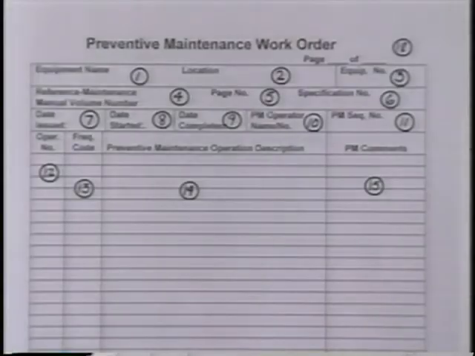Getting down to the next line, which is the horizontal line, which is the third line. Over on the left, we have the date issued, and then we also have the date started and the date completed. And those could be the same dates, could also be the same shift numbers. We also have, moving to the right, the PM operator name or the badge number, and we also show to the extreme right the job sequence number.